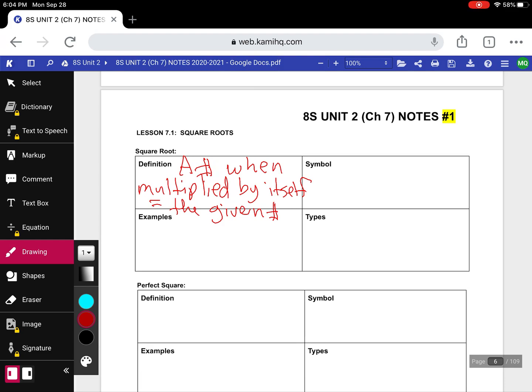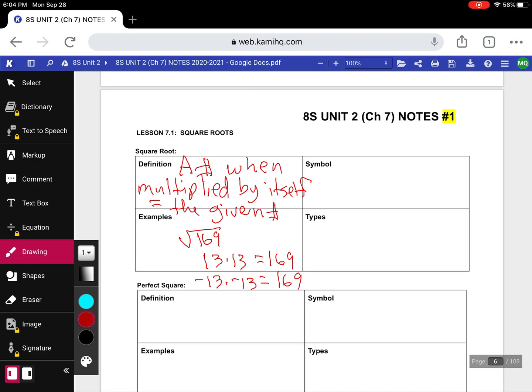An example would be the square root of, let's say, 169. Okay, and that is 13 times 13, which equals 169. Or you could have negative 13 times negative 13, and that also gives you 169. Okay, so again, the square root is a number that when multiplied by itself equals the given number.